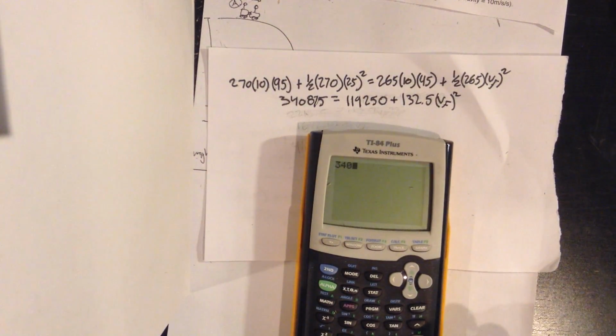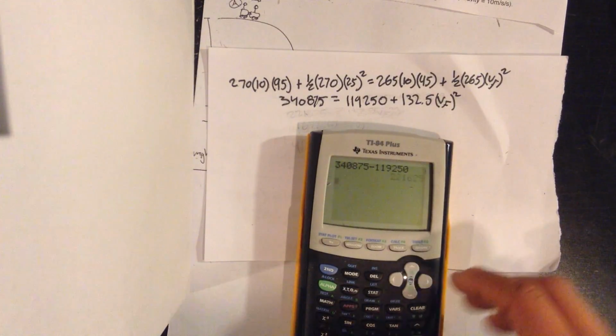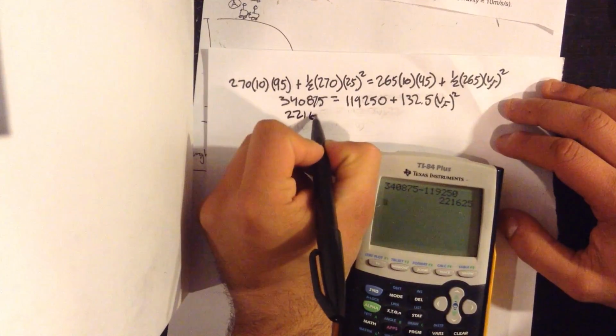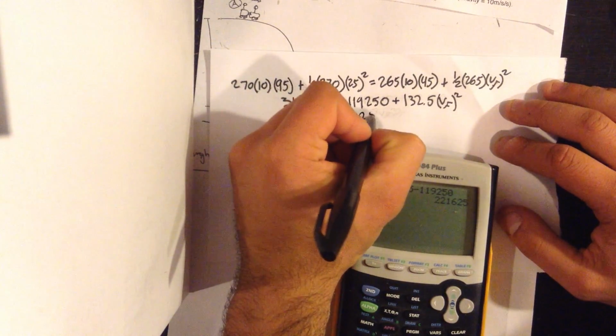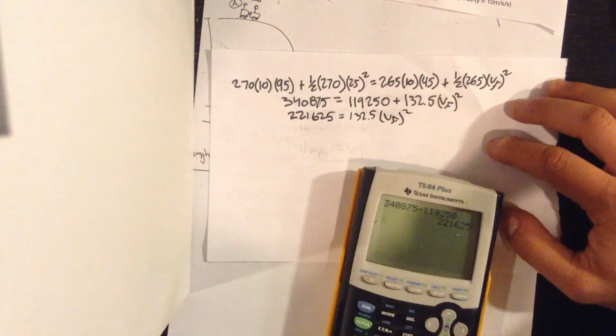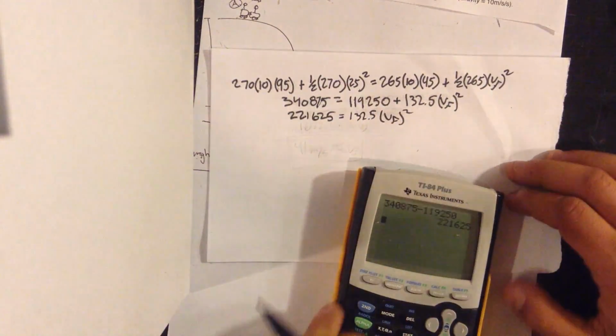340,875 minus 119,250 from each side. I messed up right there, but I'm going to correct it. There we go. And that's going to equal 221,625 is equal to 132.5 final velocity squared. And our final velocity is what we're solving for. That's why it's left as the variable.